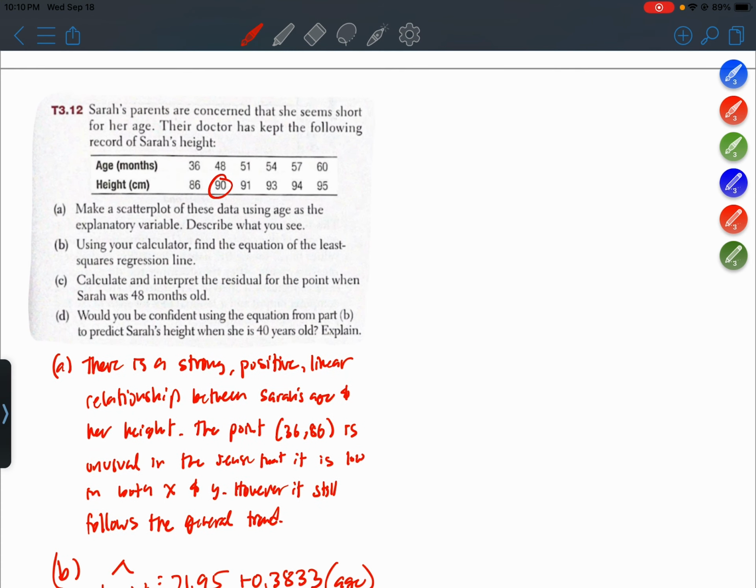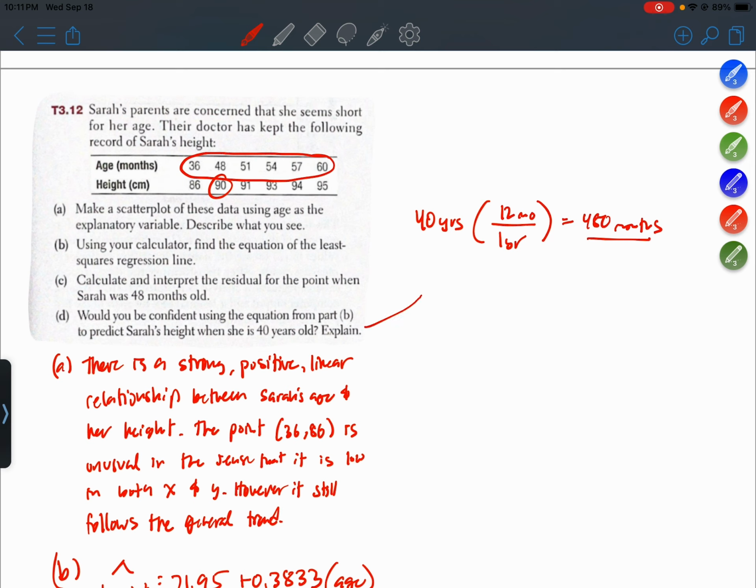All right, part D. Would you be confident using the equation from part B to predict Sarah's height when she is 40 years old? Explain. Well, 40 years is equivalent to a lot of months. 40 times 12 is 480 months. Now, 480 months is much larger than any other input value we have. So I would not be confident at all.